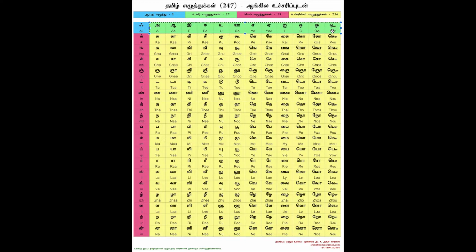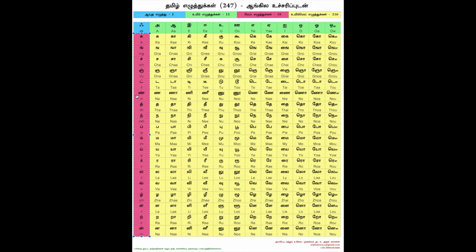Okay, so we have 12 letters. Now the vowels are everything, but they're not everything. Of course, we need the consonant in order to make a sound, right? So with just vowels we can't do anything. We need someone to be with them in order to have another sound.